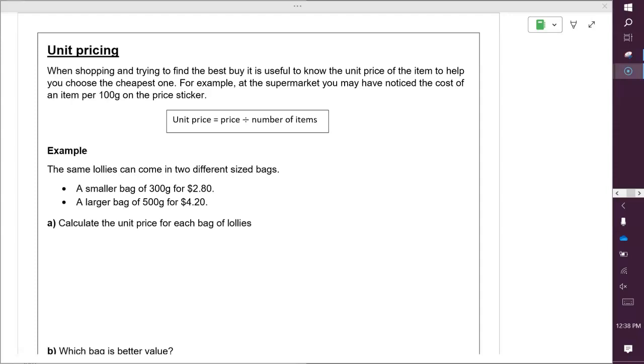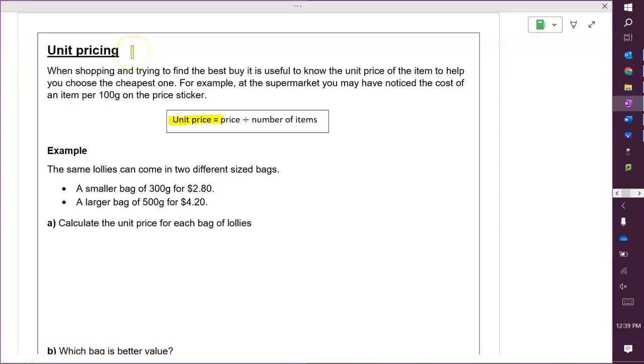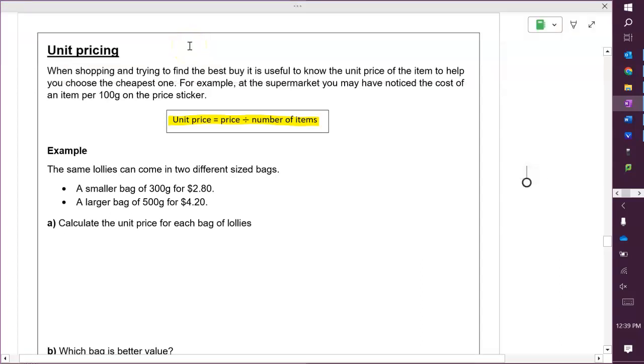So for example, at the supermarket, you might notice at the bottom of the ticket, it says like item per 100 grams on the sticker price. So the best way to work this out is to say, well, if I have my unit price, it is the price divided by the number of items. So you might get like a large packet of small chips, and so they've got 6 packets of chips. Well, how much is it per chip packet?